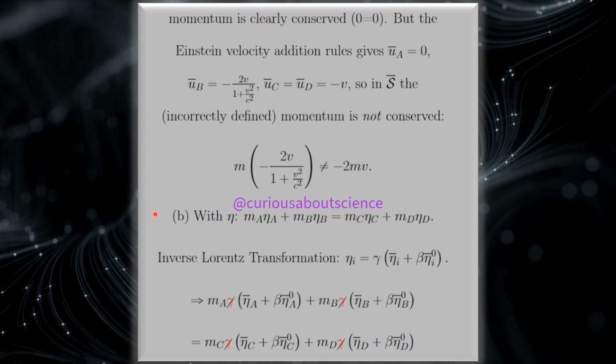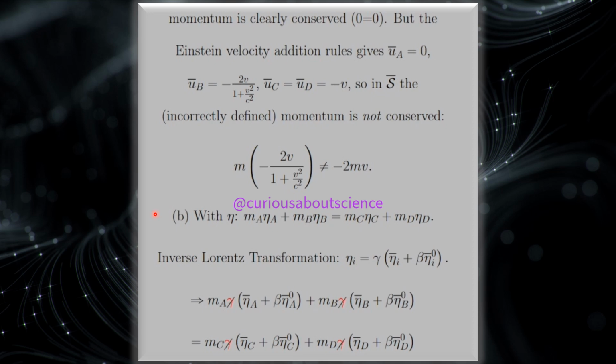So we can get rid of all the hesitancy by just simply defining the proper velocity eta. So with that, we have m_a eta_a plus m_b eta_b plus m_c eta_c and m_d eta_d. Cool. So what we actually need is the inverse Lorentz transformation, so we can get eta_i, where i is a, b, c, d. So basically what we just have to do is switch from the S bar to the S instead of from S to S bar. So that's why it's the inverse.